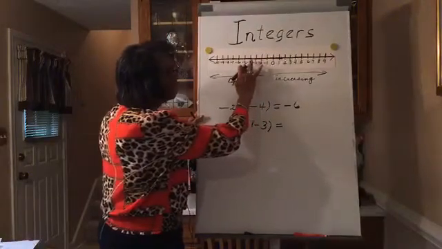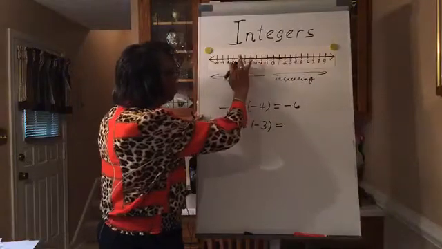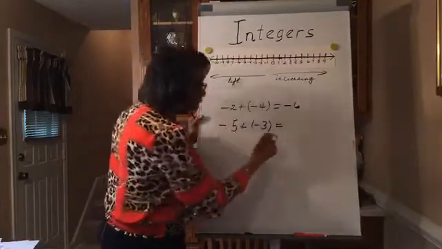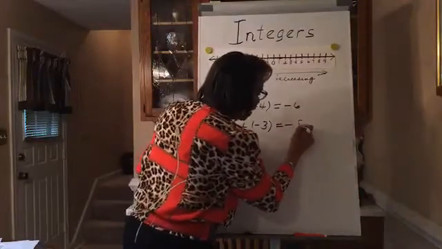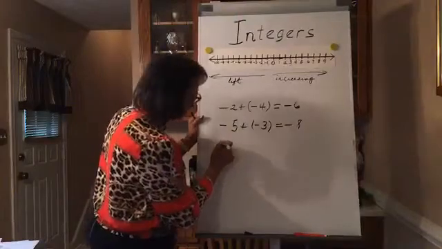Negative 5, and then we're going 3 more negative jumps. 1, 2, 3. And that's negative 8.